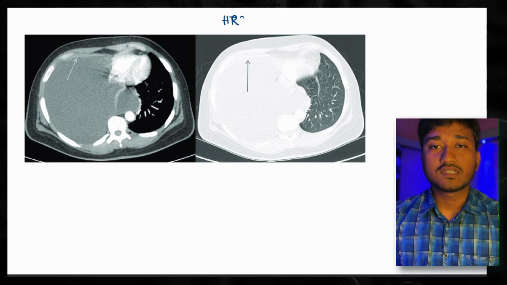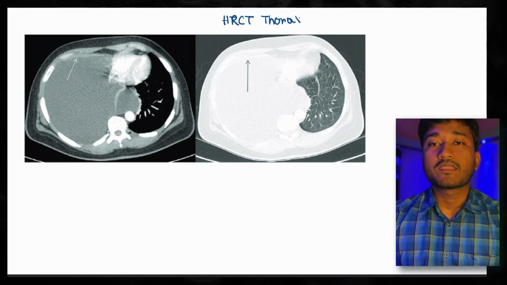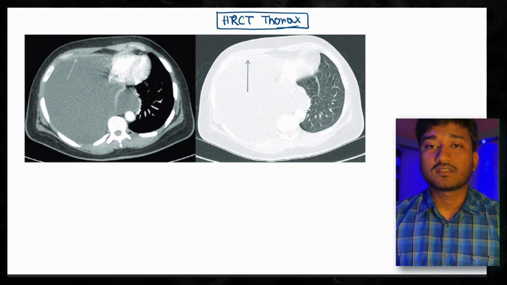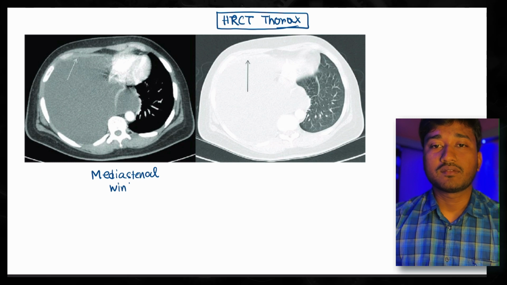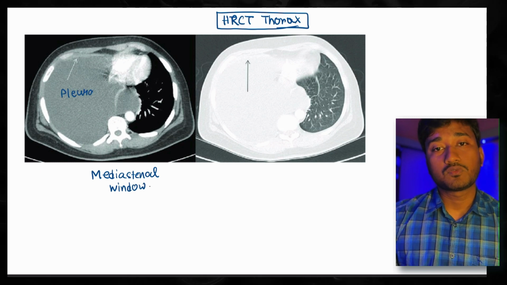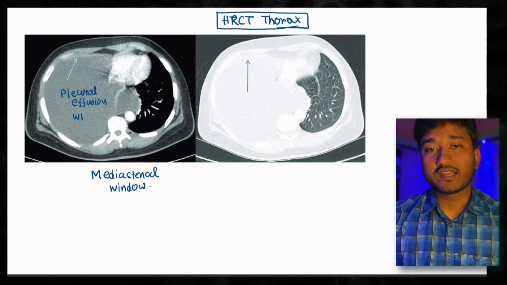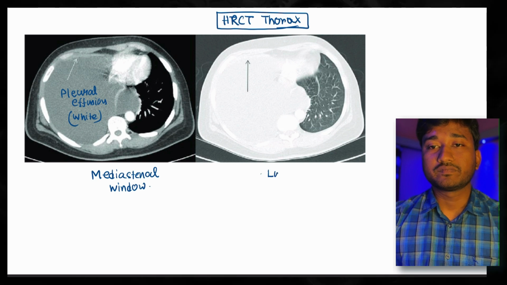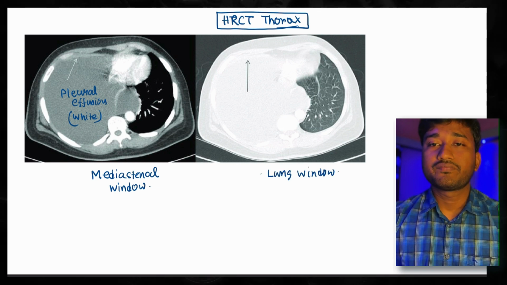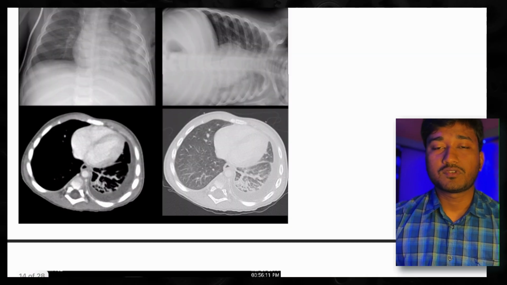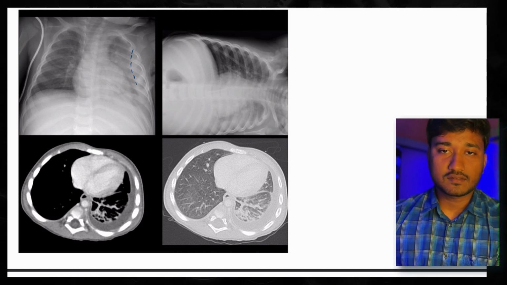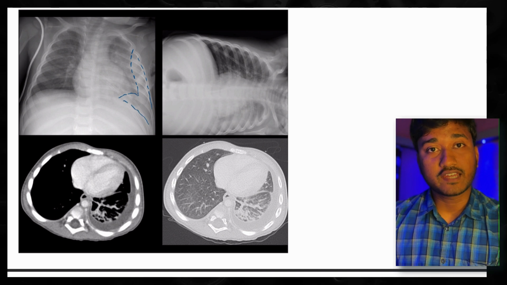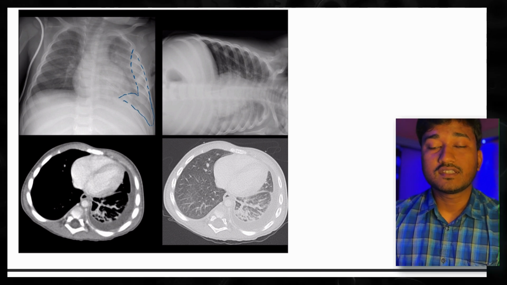This is the HRCT, that is high resolution CT of the thorax. This is the mediastinal window, what I am drawing right now. So this is the pleural effusion on the right side, and this is the lung window. Here you can also see that there is a pleural effusion. So look at this image. The child is standing here, but still you can see the white portion.